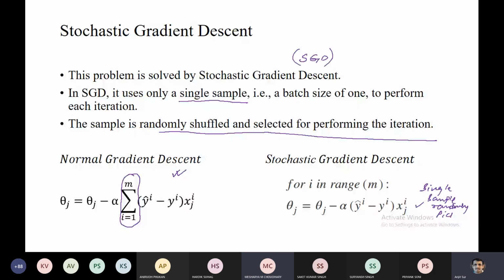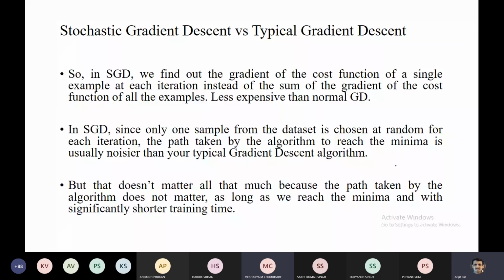So that is the difference. Here in normal gradient descent all samples are taken, while here it is a single sample. There is no summation done here. So in stochastic gradient descent, we find the gradient of the cost function of a single example at each iteration, instead of the sum of the gradients of the cost function over all examples. It is less expensive than normal gradient descent. Definitely, only one sample. Since only one sample from the data set is chosen at random for each iteration, the path taken by the algorithm to reach the minima is usually noisier.